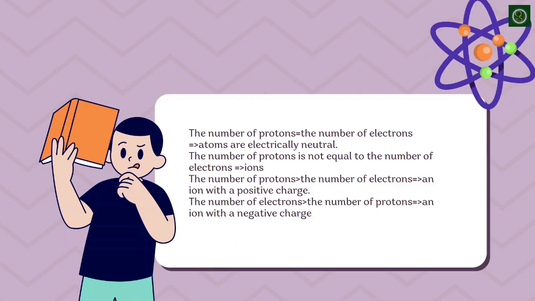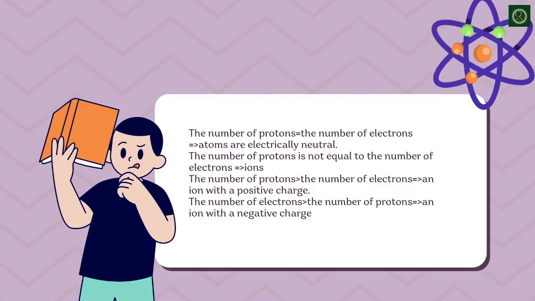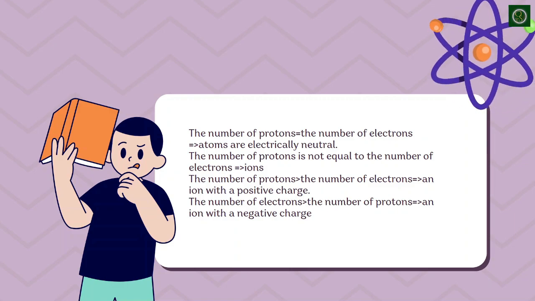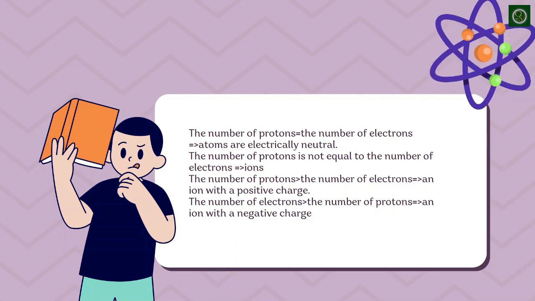When the number of protons is not equal to the number of electrons, we are dealing with ions. When the number of protons is greater than the number of electrons, we speak of an ion with a positive charge. When the number of electrons is greater than the number of protons, we speak of an ion with a negative charge.